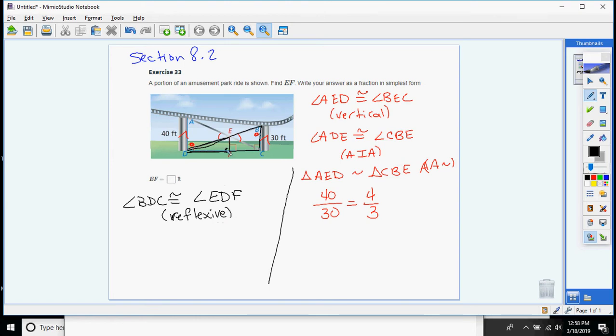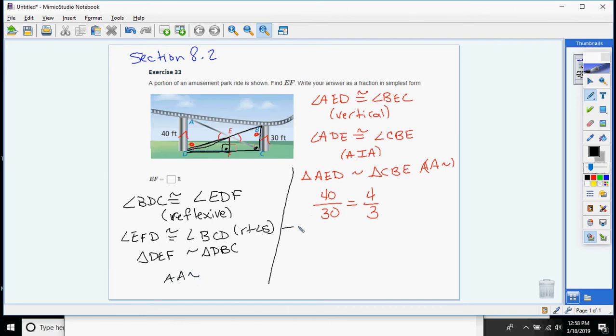And I can also say these two corners are congruent because I know this is a right angle. So angle EFD is congruent to angle BCD because right angles are congruent. So therefore I can say triangle DEF is similar to triangle DBC by the angle-angle similarity theorem.